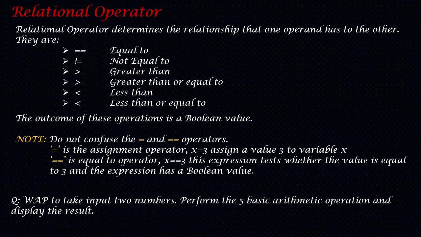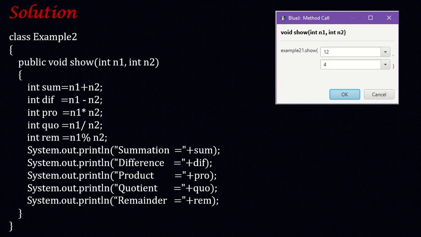Now let us take up one program. So it is told that we have to take input 2 numbers and we have to perform the 5 basic arithmetic operations and we have to display the result. So let us see. So the program proceeds in this manner. So class name is given, then we have to take input 2 numbers which are stored in n1 and n2. We are calculating the 5 basic mathematical operations and we are displaying the result.